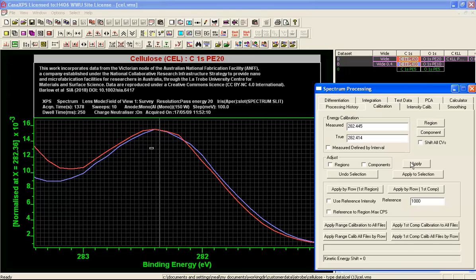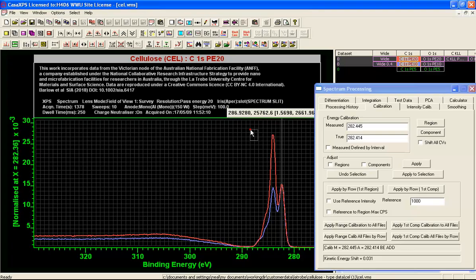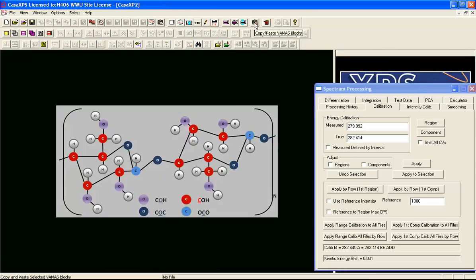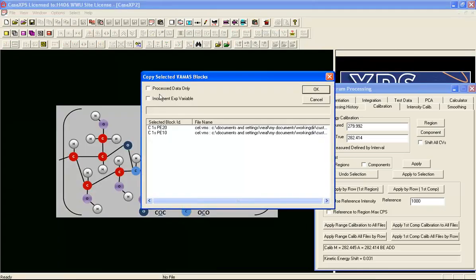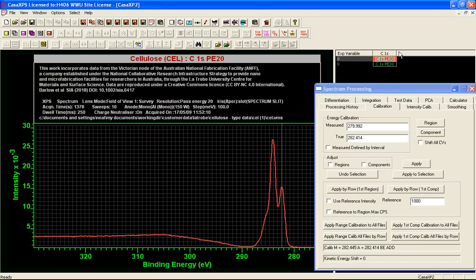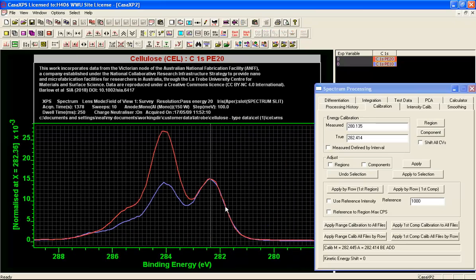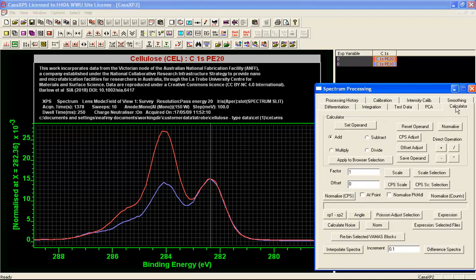So I press apply and we end up with a new slight adjustment to these data, and we'll preserve these by copying both of these VAMAS blocks in the process data form to a new VAMAS file. So now I have calibrated data, and these are two spectra aligned so that I can now use the options on the calculator property page to create different spectra.